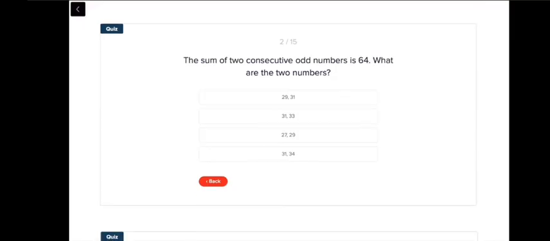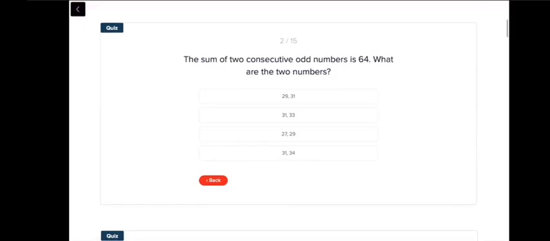In this problem, it says the sum of two consecutive odd numbers is 64. What are the two numbers? So here we are dealing with consecutive, which means one after the other, but we're focusing on just odd numbers. So to give you an idea, let's say 1 would be the first number, the next consecutive number would be 2, but 2 is even, and you want an odd number. So the next consecutive odd number would be 3. To go from 1 to 3, you have to add 2.